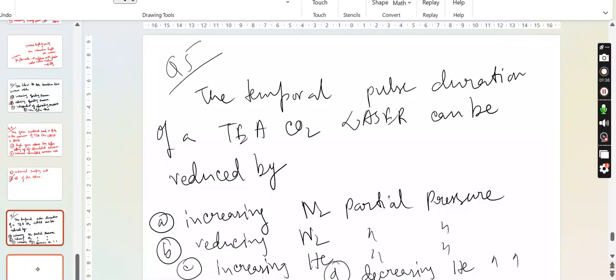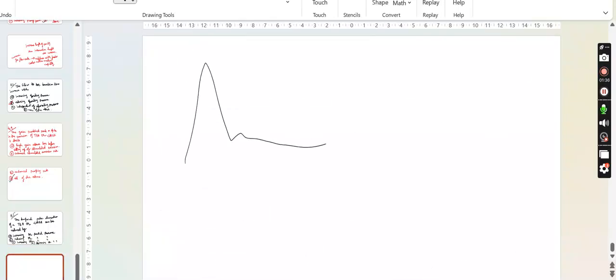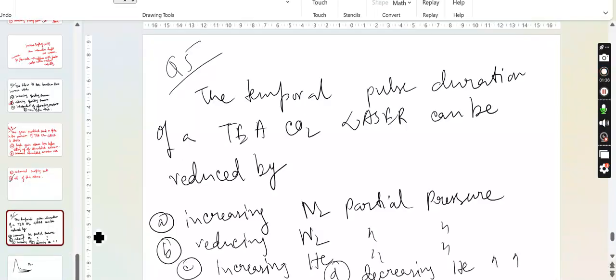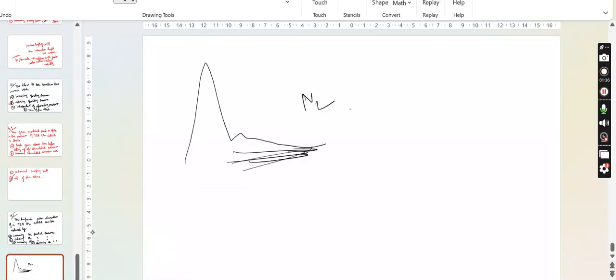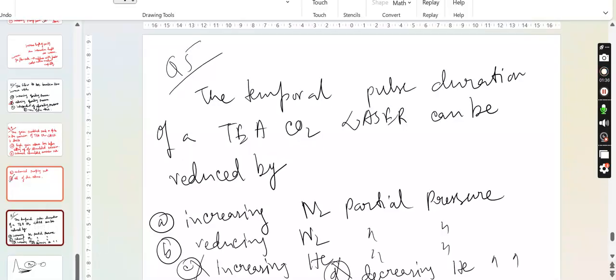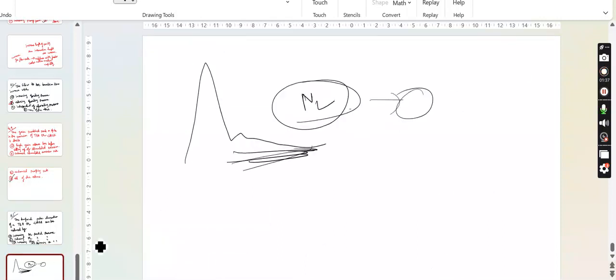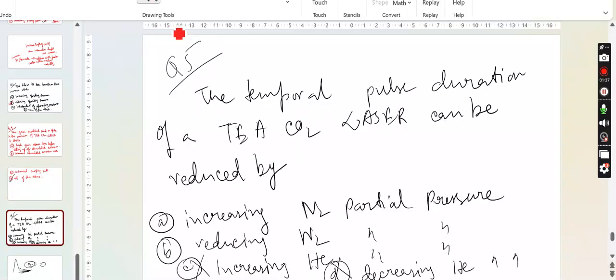So we have seen that this is the pulse and this tail part is because of nitrogen, not helium, so no C, no D. If we reduce the nitrogen partial pressure, it means the number of nitrogen molecules in the gas mixture reduces, so this tail would be less. So the answer is reducing nitrogen partial pressure.